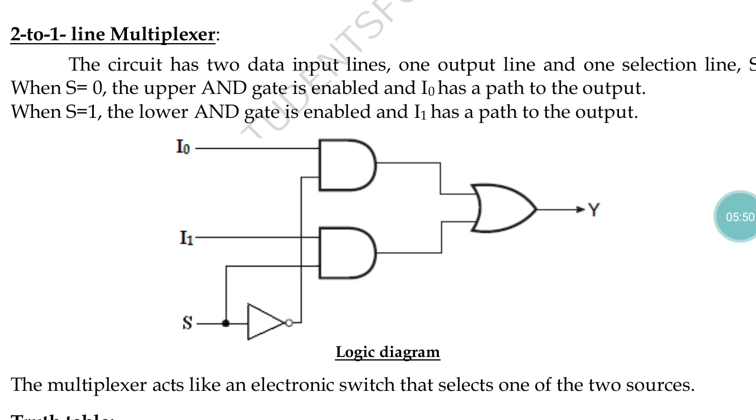So in this case, you can see this, we are going to make it as S equal to 0. At that time, as per our AND gate condition, only when both the inputs are high will the output be reflected.